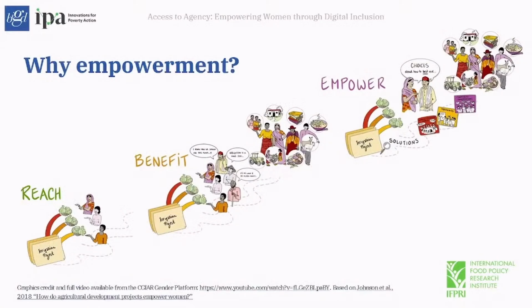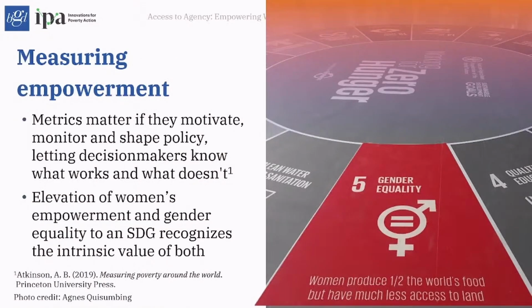And now the reach, benefit, empower framework has actually been extended to include transform. The transform component goes even beyond the level of the household to talk about shaping and changing social norms in the community. When we started this work, there was a lack of metrics to measure that empowerment component, which we felt was central to be able to say whether agricultural development programs are actually able to empower women. Next slide.